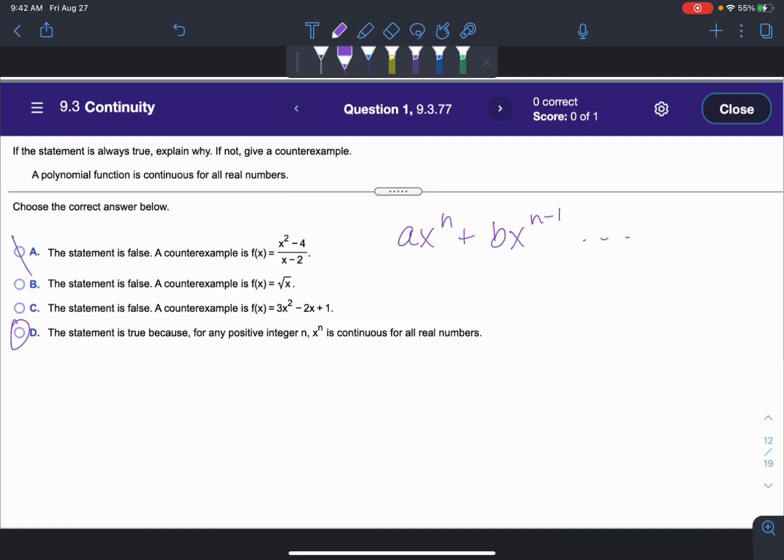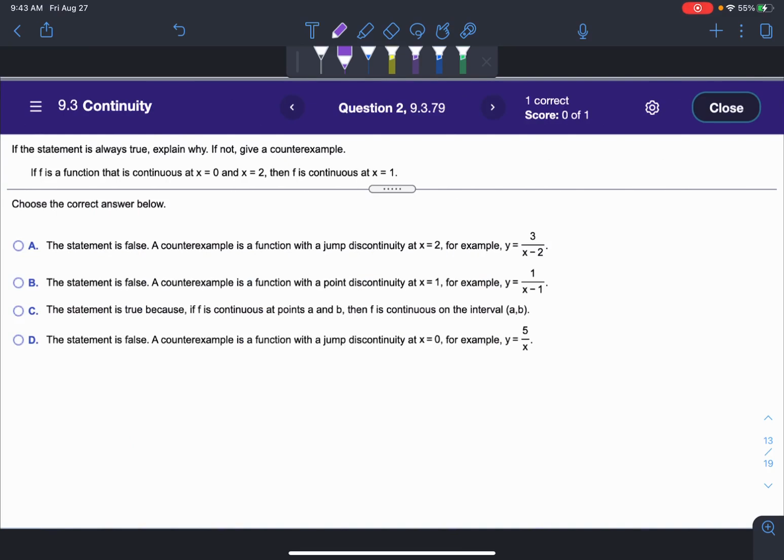B, square root, again not a polynomial, right? C, this is a polynomial, but that doesn't count as a counterexample because if we graph it, we know that's a parabola, right? It looks something like this. And that just means that it's always continuous. You can always put in any number and get a number out. So C is not it. So yeah, D is the answer just by definition.